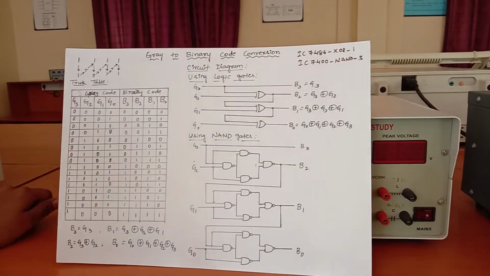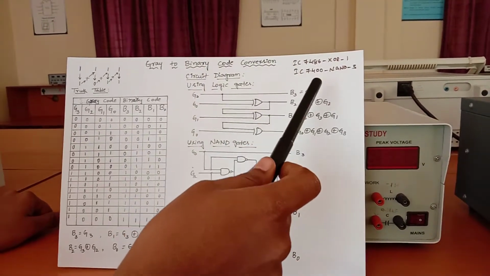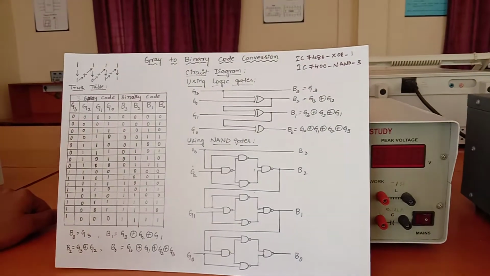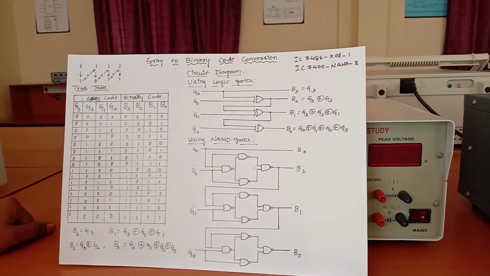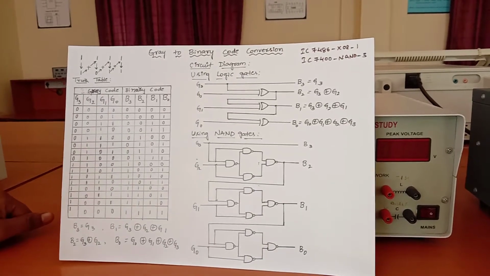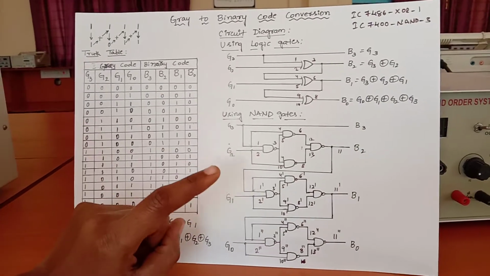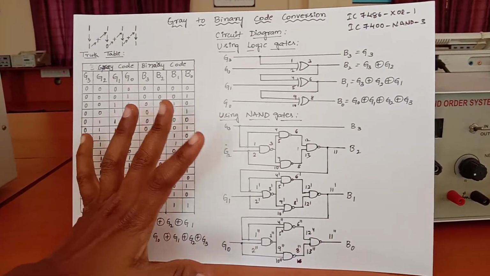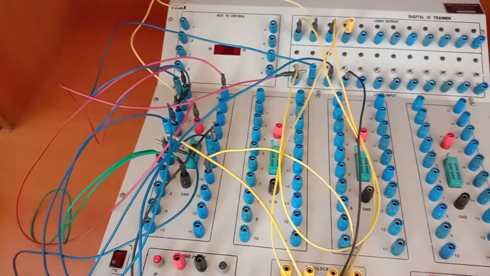Before that, the components required here are, again, the XOR gate, that is IC 7486, and the NAND gate, that is IC 7400. Now let us see the circuit connection. We have written the pin numbers by looking at the IC data sheet. The pin numbers are noted down for both circuits. Now you can see the circuit over here.